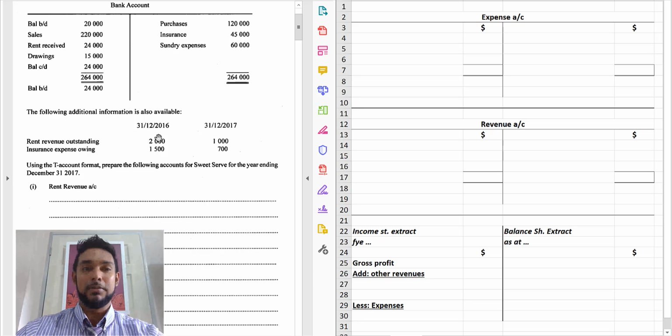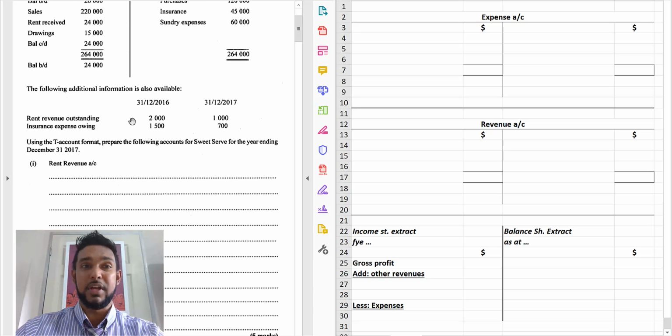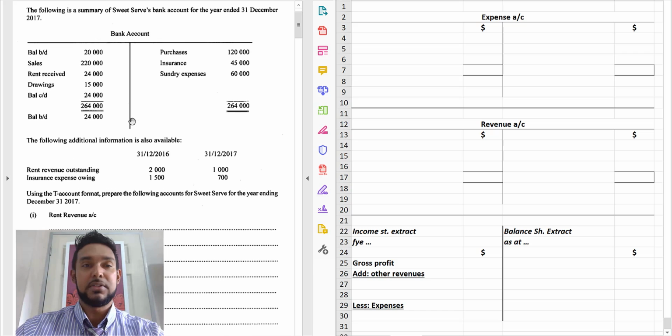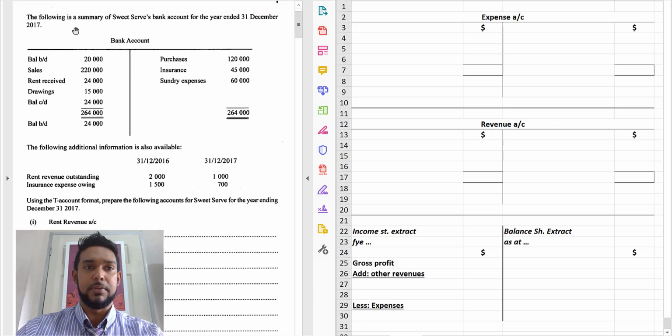Okay, so this is the 2018 January question. So just over a year old. And let's take a look and see what's going on here. The following is a summary of Sweet Serve's bank account for the year ended 31st December 2017.